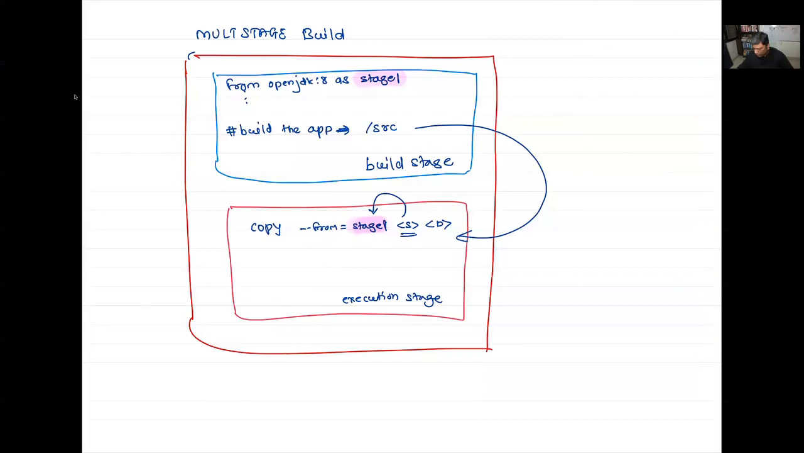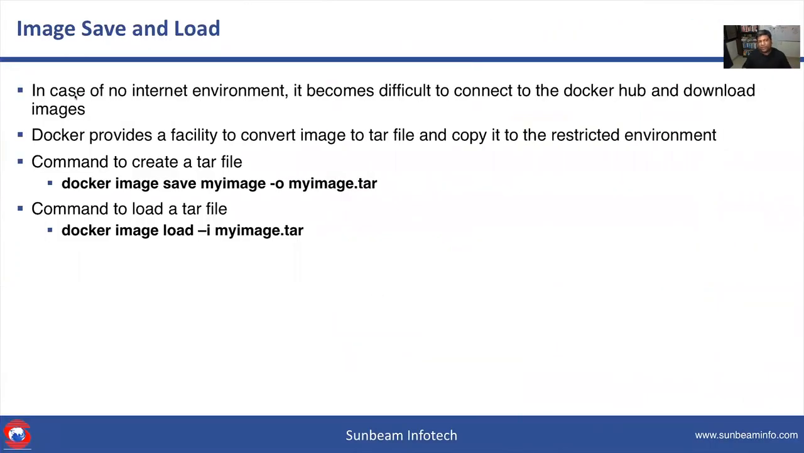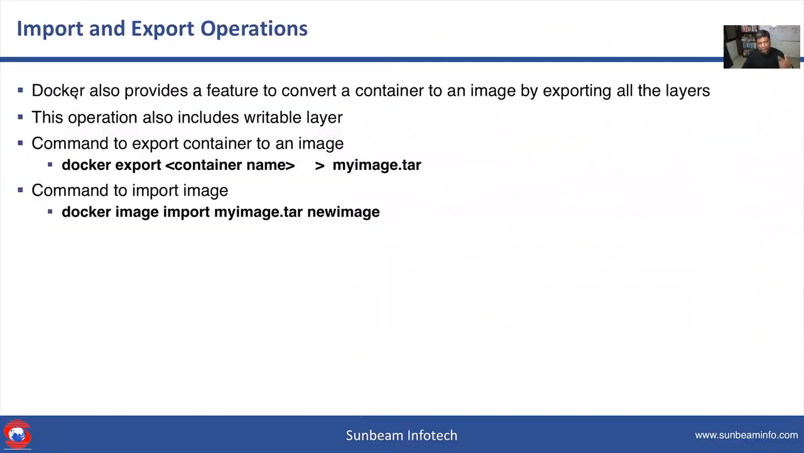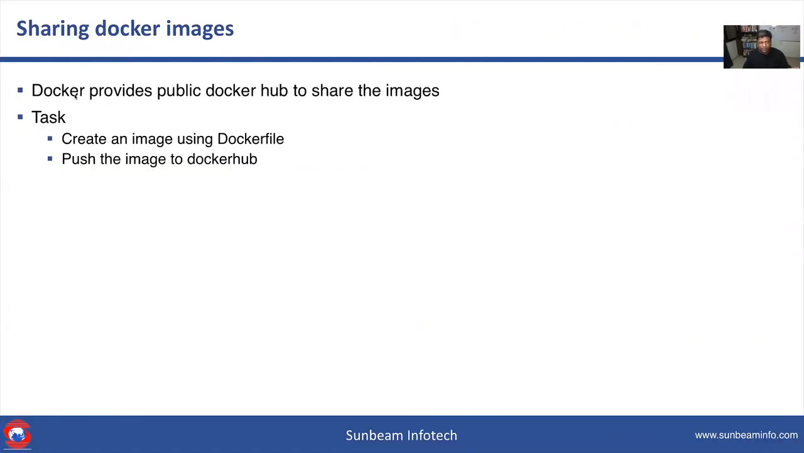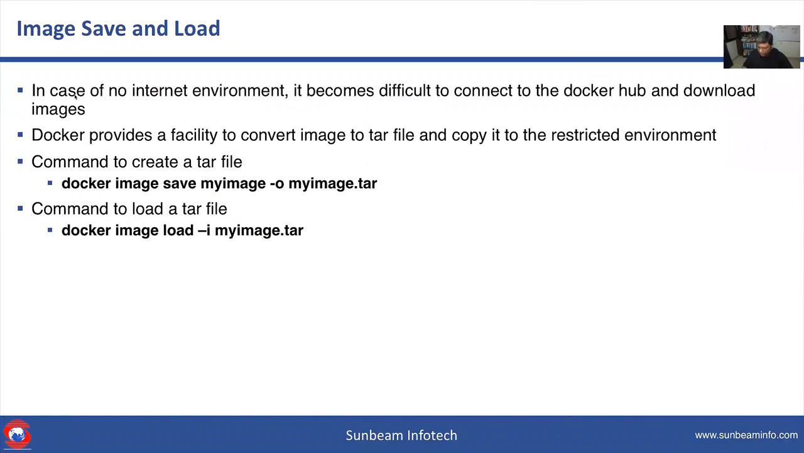Now, once we know that, again, a couple of simple examples: how to save an image and how to load it when there is no internet, or maybe when you are not able to connect to Docker Hub, or how to export and how to import, and finally, how to share the Docker image. This is something we already have seen last time. There's nothing to be worried about. So let me show you this quickly and see what exactly the image save and load means.